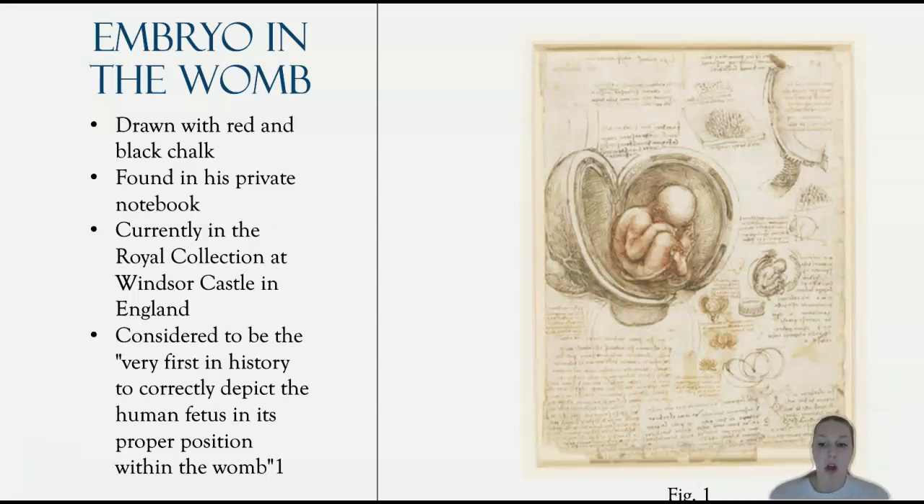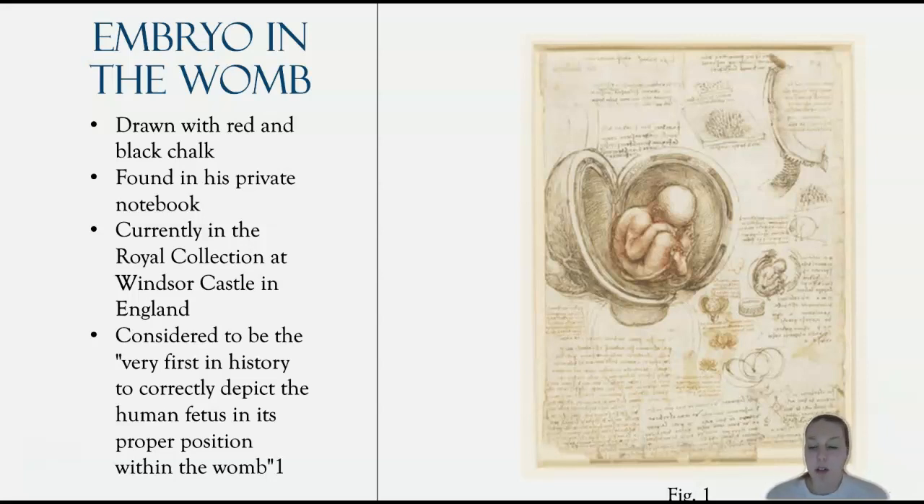These sketches were drawn with red and black chalk, and we can see in the image how he drew the fetus all curled up in red, which contrasts with the black womb that is unfolded that the fetus is sitting in. He also drew this much larger than the rest of the notes and little sketches on the paper, so it is what the viewer's eye is most drawn to.